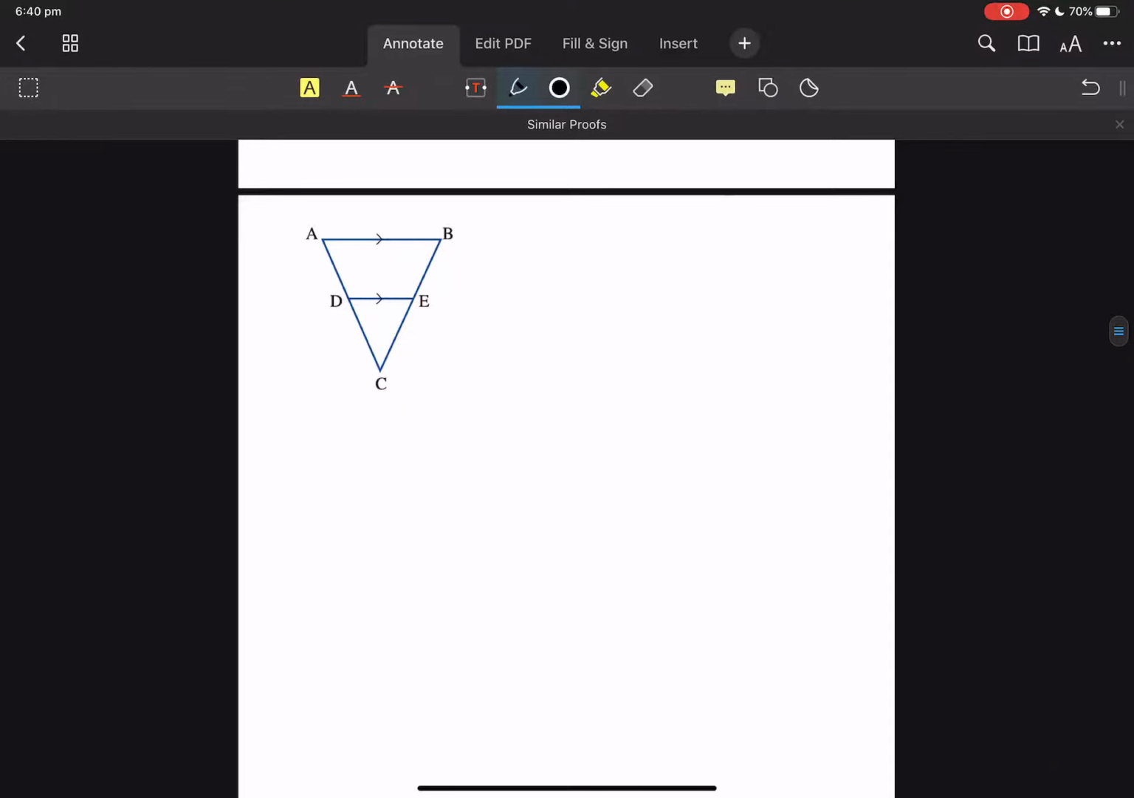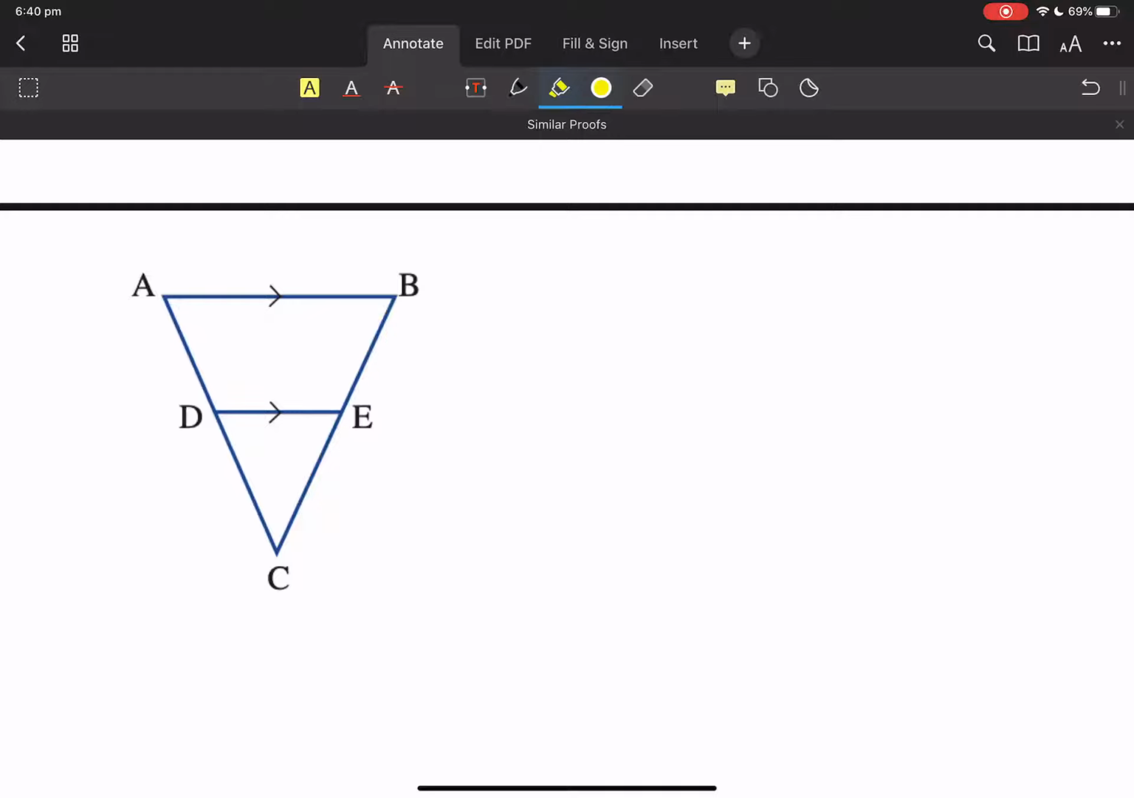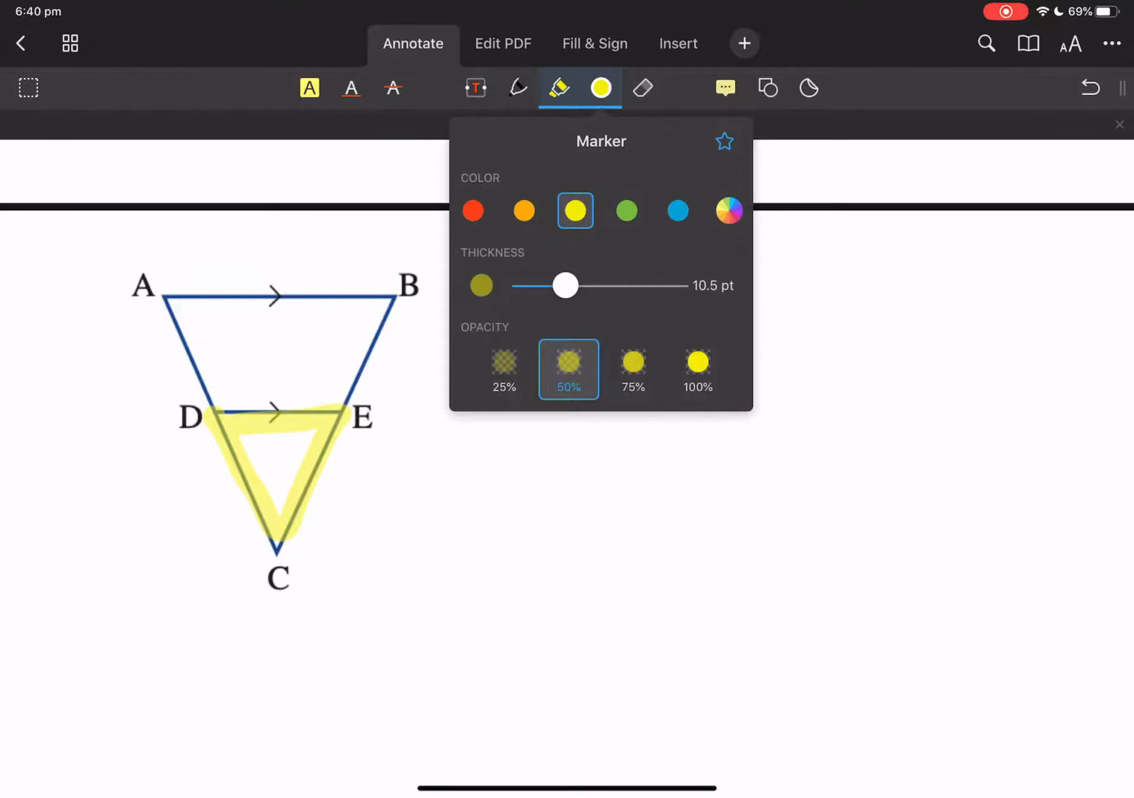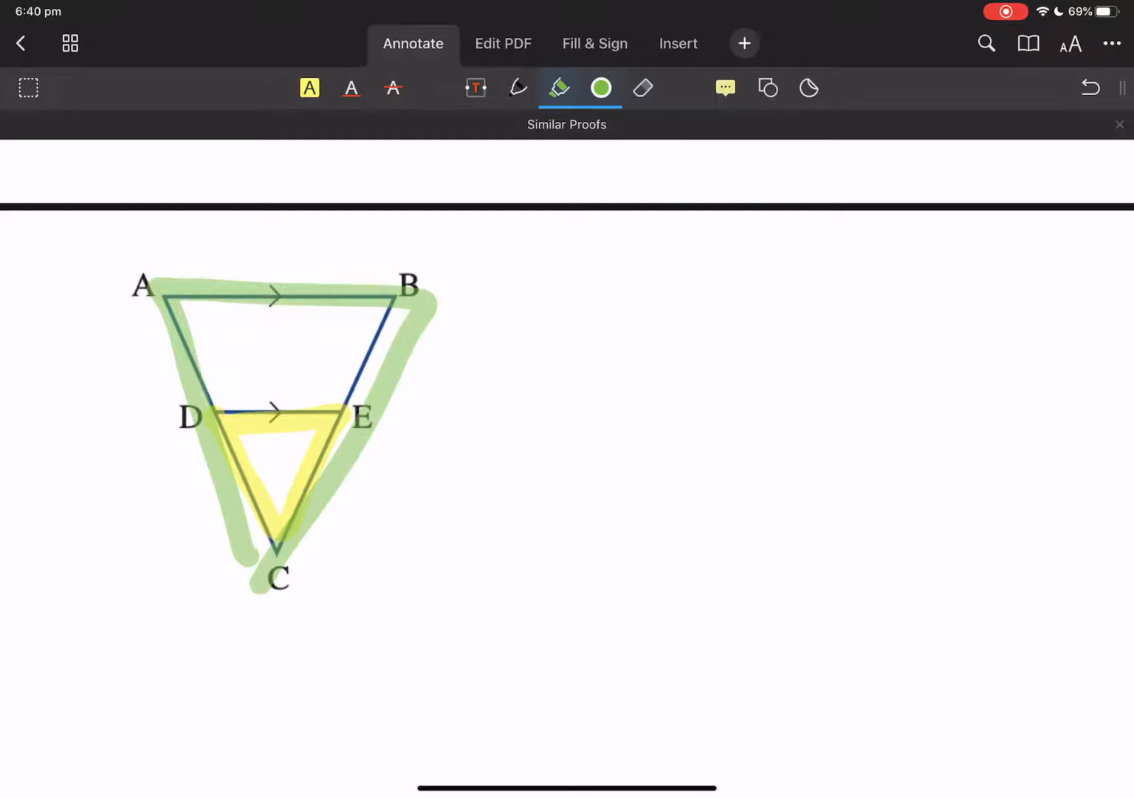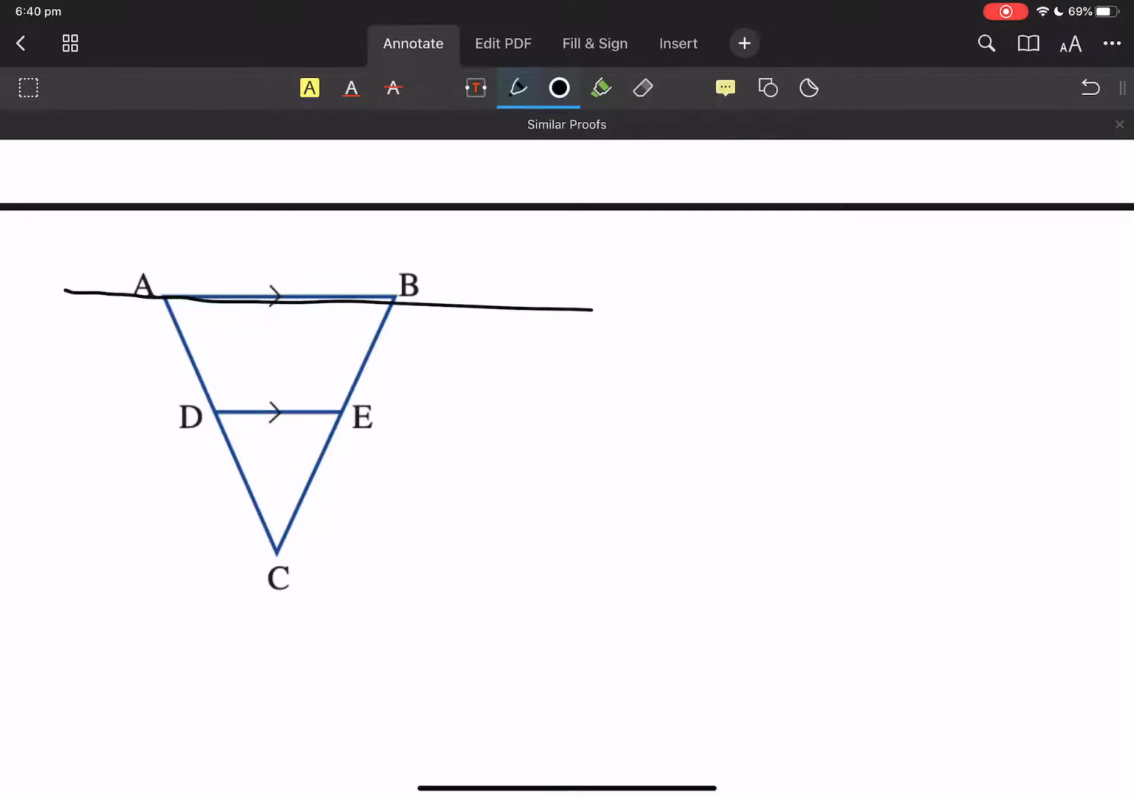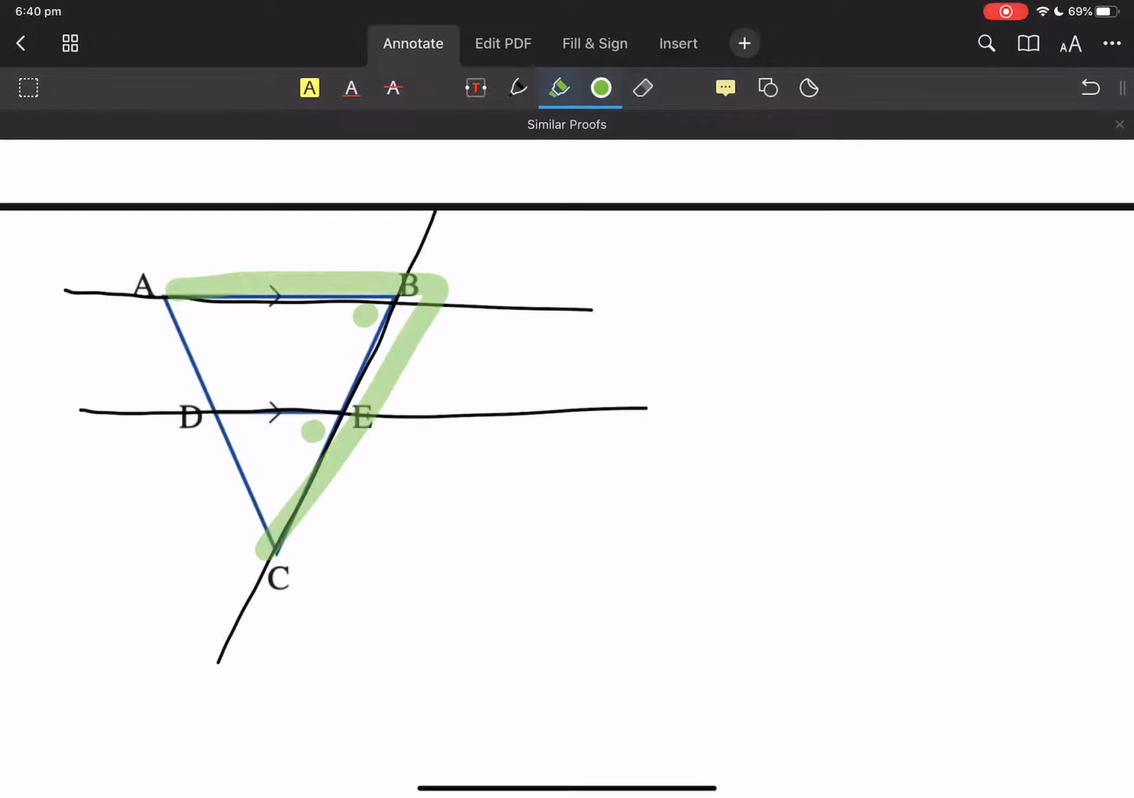Prove that we have similar triangles here. So we're going to go that triangle is similar to that triangle. That's what we're looking for. So can we see two parallel lines and a transverse line? I can say angle ABC is the same as DEC because they are corresponding angles.